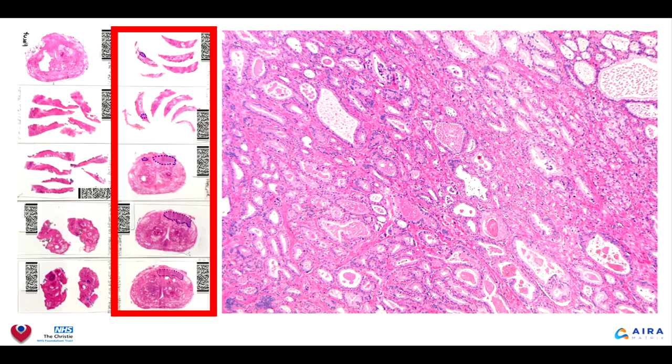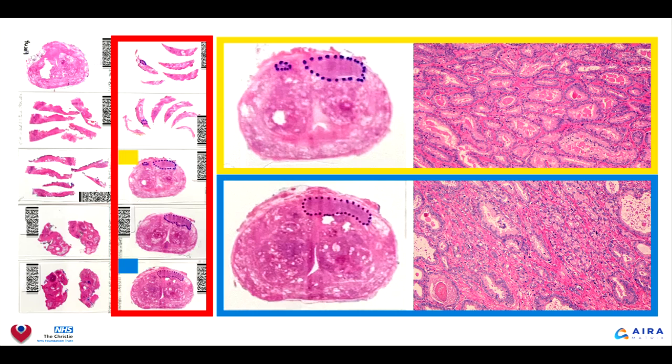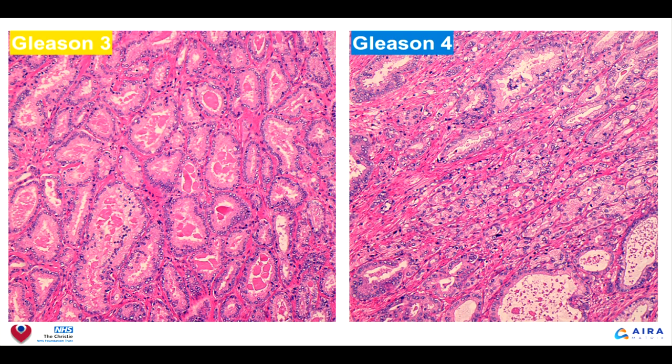So here we have the outcome of our radical prostatectomy specimen, and I just labeled in red the slides that show presence of tumor, and this is what we see at the microscope. But as we all know, prostate adenocarcinoma is quite diverse, and from one slide to another, we can have different patterns. And this is an example where in two slides, we have two different patterns, Gleason 3 and Gleason 4.